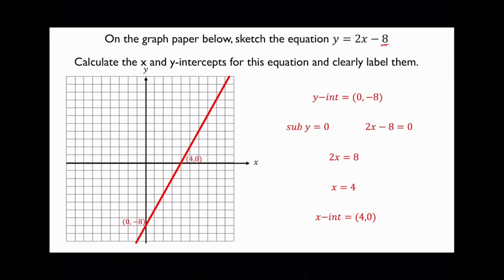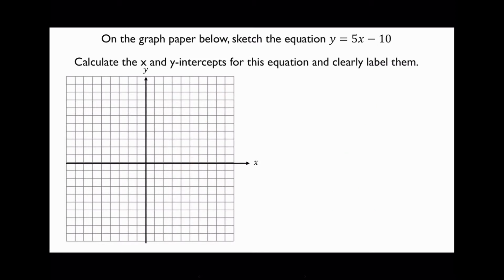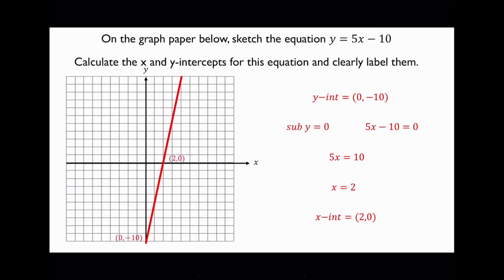For the next question, this asks you to sketch the graph of y = 5x - 10. We do the exact same thing. Your y-intercept is going to be equal to -10. Your x-intercept is found by subbing y = 0. We're going to add 10 to both sides, divide both sides by 5. Hence your x-intercept is going to equal 2. So when I'm sketching it, this is what your graph should look like, and I've also included the coordinates here as well.